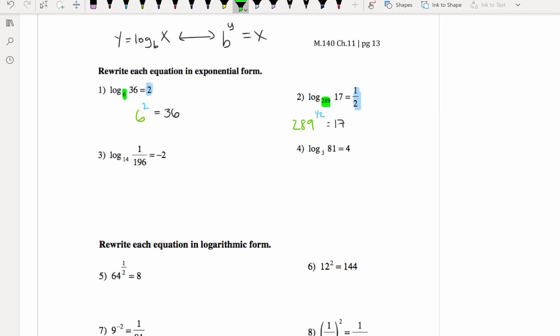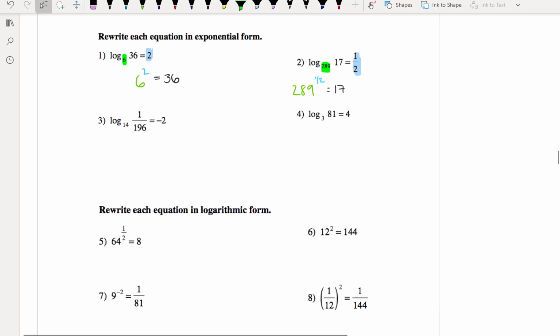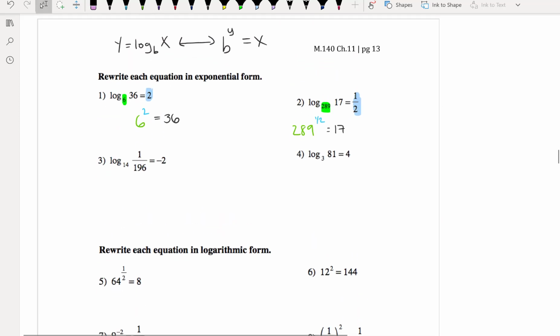Hopefully you guys are starting to get the hang of this, or the pattern. I have my base and I have my exponent. So I have my base of 14, my exponent of -2, and it's equal to 1 over 196. Again, I have my base, which is 3, and my exponent, which is 4. So 3 to the 4th power is equal to 81.